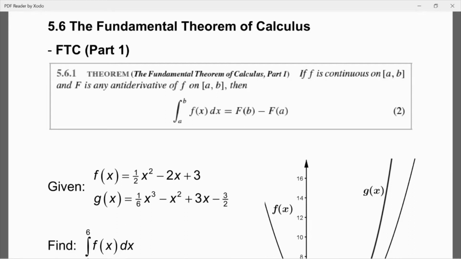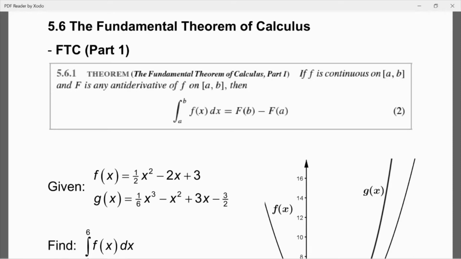This is AP Calculus BC, and in this video I'm going to talk about section 5.6, which is about the fundamental theorem of calculus. With the fundamental theorem of calculus, this is where we are going to start understanding how we can solve definite integrals using antiderivatives. There are two parts to the fundamental theorem of calculus, and the first part is exactly that. It's going to allow us to understand how to use antiderivatives to solve these definite integrals.